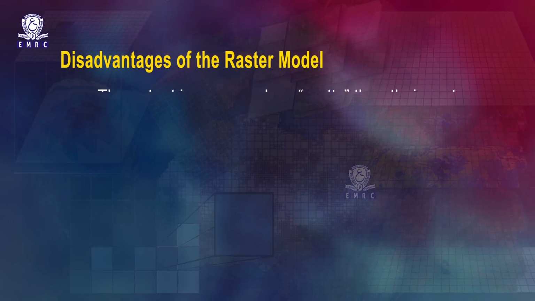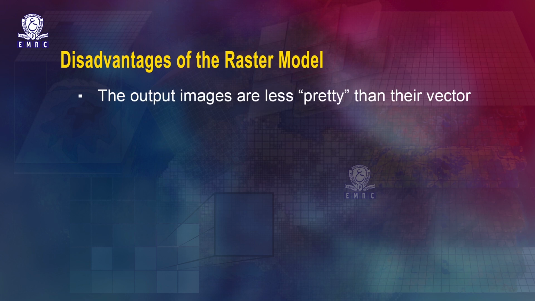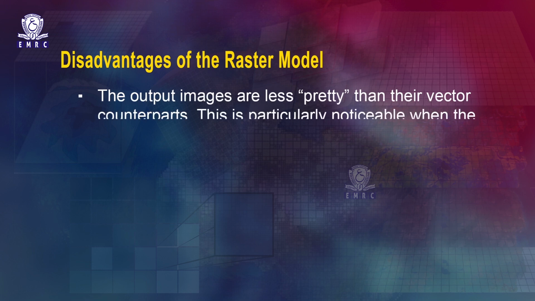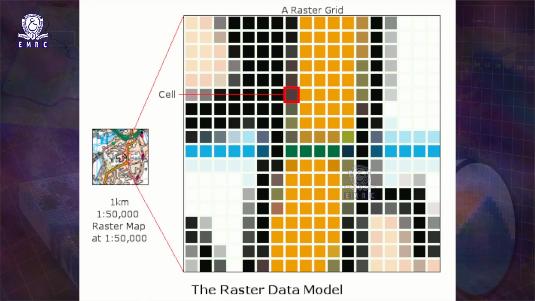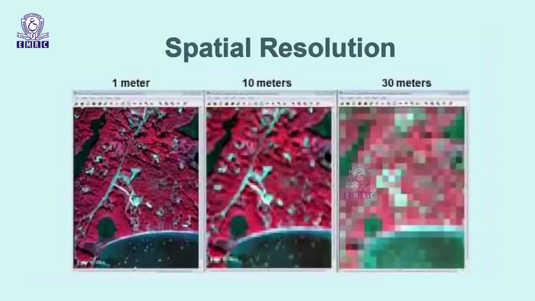The second disadvantage of the raster model is that the output images are less pretty than their vector counterparts. This is particularly noticeable when the raster images are enlarged or zoomed. Depending on how far one zooms into a raster image, the details and coherence of that image will quickly be lost amid a pixelated sea of seemingly random colored grid cells.